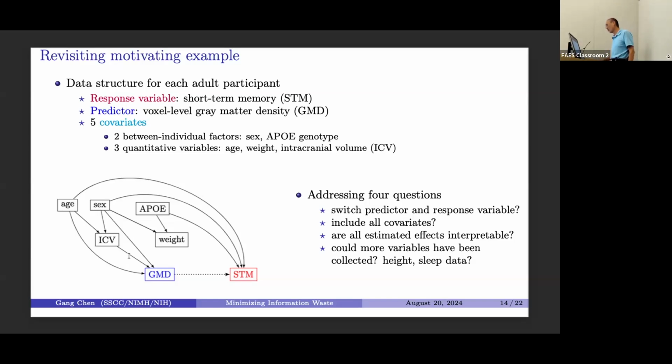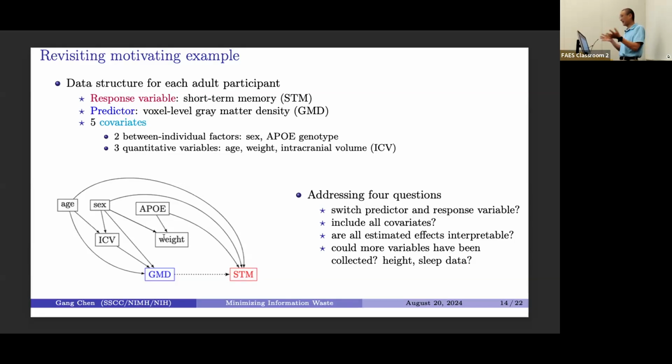The second question: should we include all the covariates? No, some of them should not be included. For example, ICV, intracranial volume, only influences the gray matter density, the X. It does not influence Y; we cannot go from it to Y except through gray matter density. So that's a parent of the predictor, and we should not include it as a covariate. Same thing with weight: all the information flow there stops. It doesn't go to gray matter density or to short-term memory. So those two covariates, intracranial volume (ICV) and body weight, should not be included.